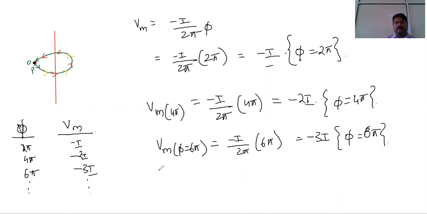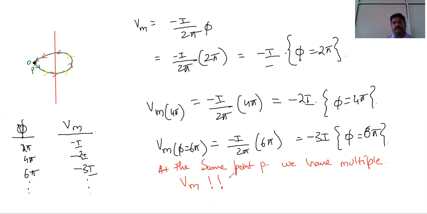So at the same point P, we have multiple scalar magnetic potentials Vm for the same point P. So it depends on how many times you have traversed.